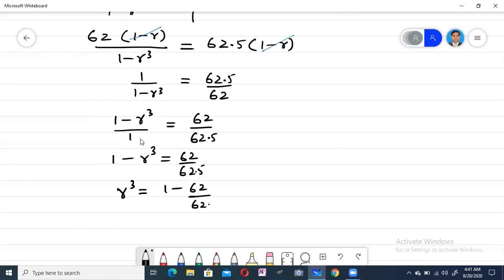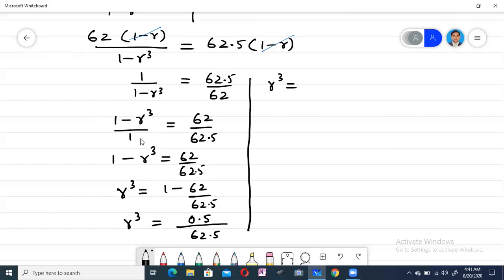divided by 62.5. Then R cube is, here will be all divided by 62.5, and 62.5 minus 62, that is 0.5. Then after that, R cube is equal to 0.5 divided by 62.5. That will be 5 divided by 625.